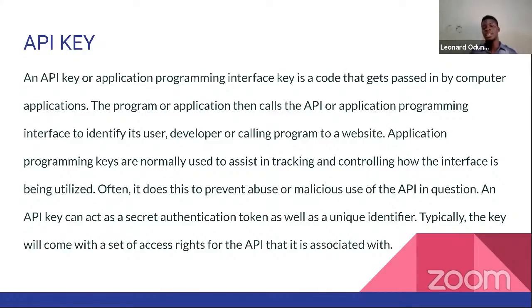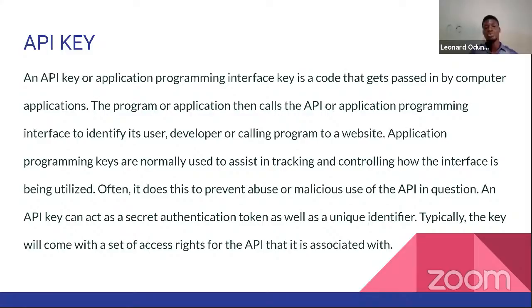Like when you are making an order on an e-commerce website like Jumia, and a 6-digit token is sent to your number to make sure that you are the user. That's basically something like what the API key is. It's used to ensure that only a particular user has an API key to make sure that he is the only person accessing the data. So the key comes with access rights for the API that it is associated with.